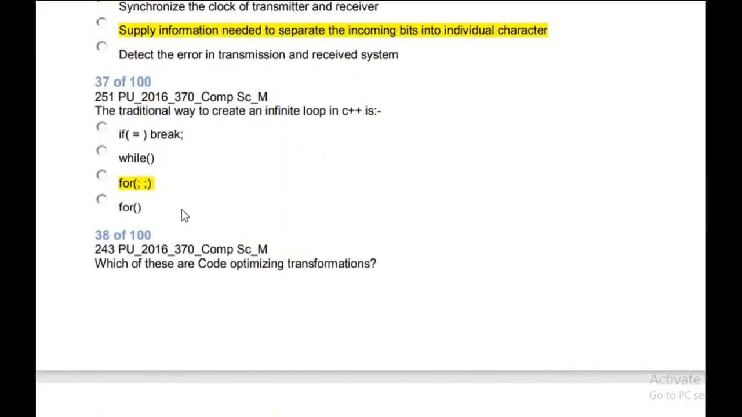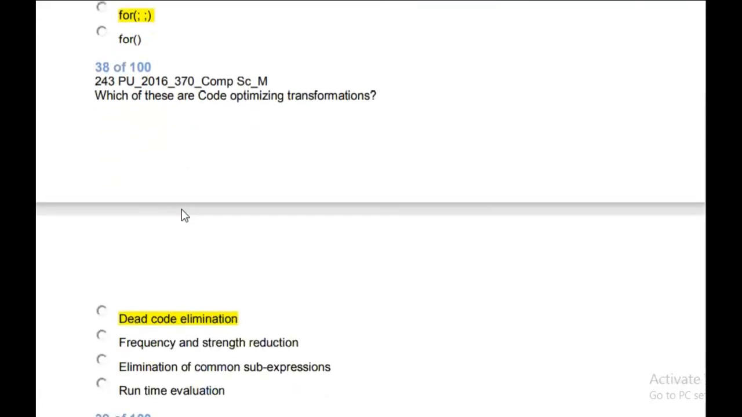Question number 37. The traditional way to create an infinite loop in C++ is option C, for with two semicolons inside the brackets. Option C is correct.